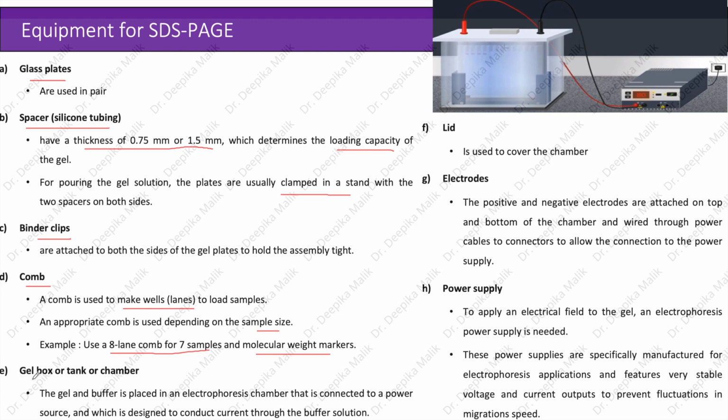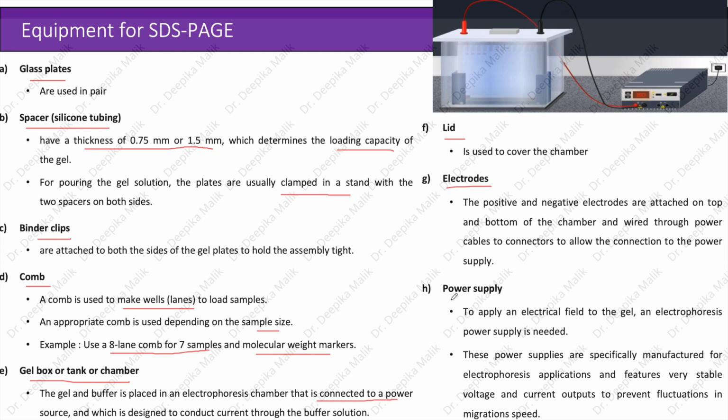Gel box or tank or chamber. The gel and buffer is placed in an electrophoresis chamber that is connected to a power source and which is designed to conduct current through the buffer solution. A lid is used to cover the chamber. The positive and negative electrodes, which are attached on top and bottom of the chamber, are wired through power cables to connectors to allow the connection to the power supply.